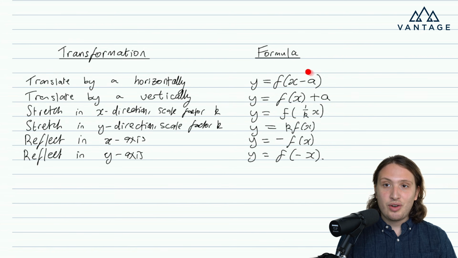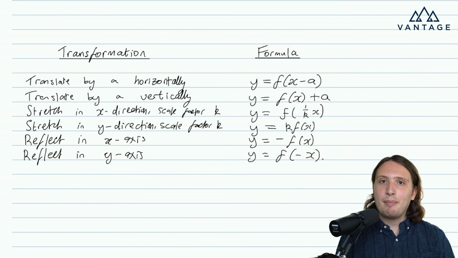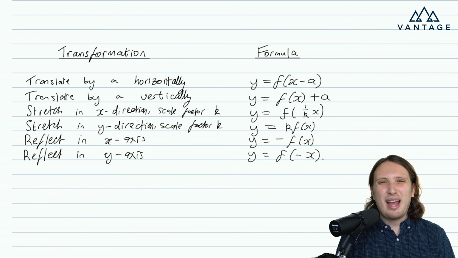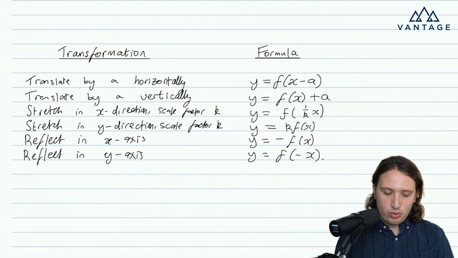So, for example, to translate by a horizontally, where positive a means rightwards, I take y equals f of x minus a, whereas if I want to translate by a vertically, I have f of x plus a, where again, positive a in this case would mean upwards. We have similar rules for stretches in the x and y direction, and reflections in the x and y axes.